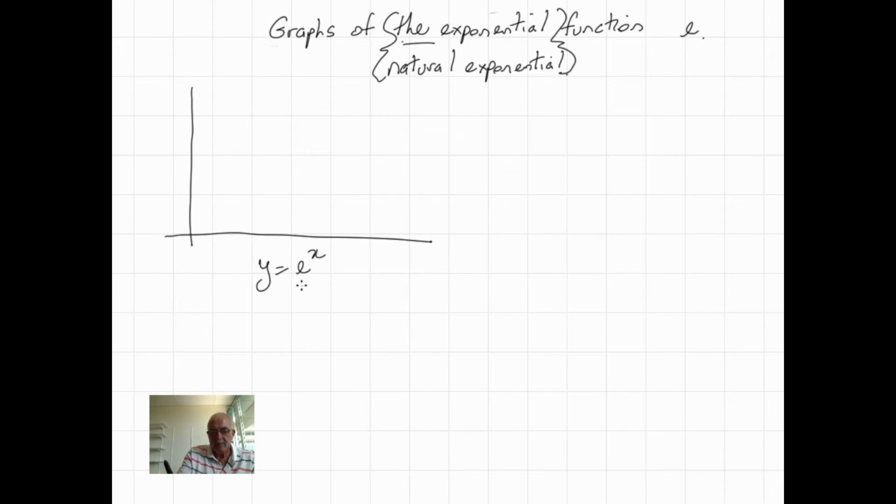At x equals 0, anything raised to the power of 0 will be equal to 1. And it is going to have that upward curve increasing dramatically the bigger value you make x. So that's y equals e to the x.